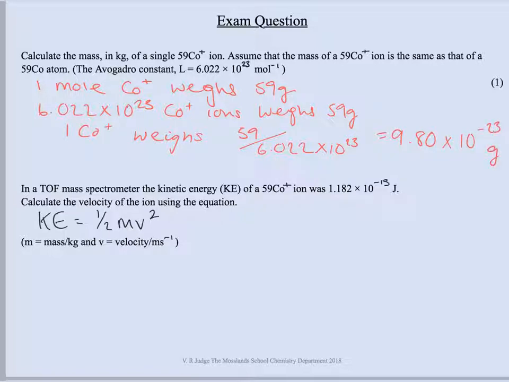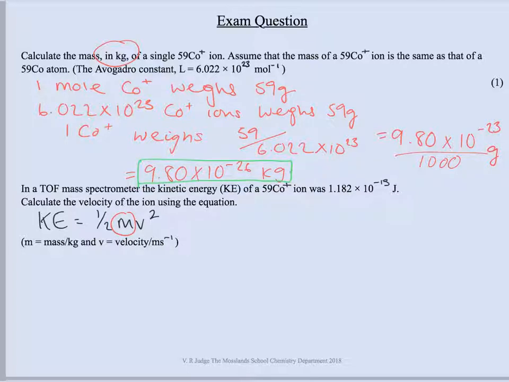If you go back to the question, it did ask you to calculate the mass in kilograms because the mass down here needs to be in kilograms. So take that answer, 9.80 times 10 to the minus 23, divide by 1,000 to get it into kilograms. The answer is 9.80 times 10 to the minus 26 kilograms, and that's your answer for the first part.